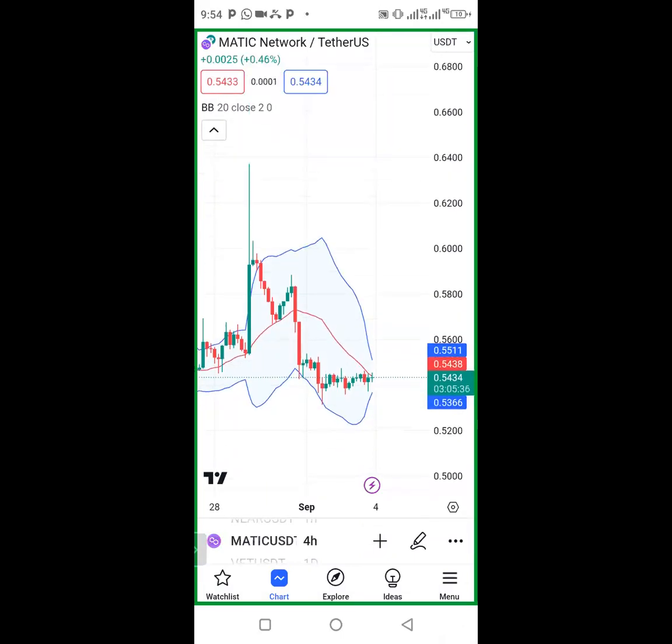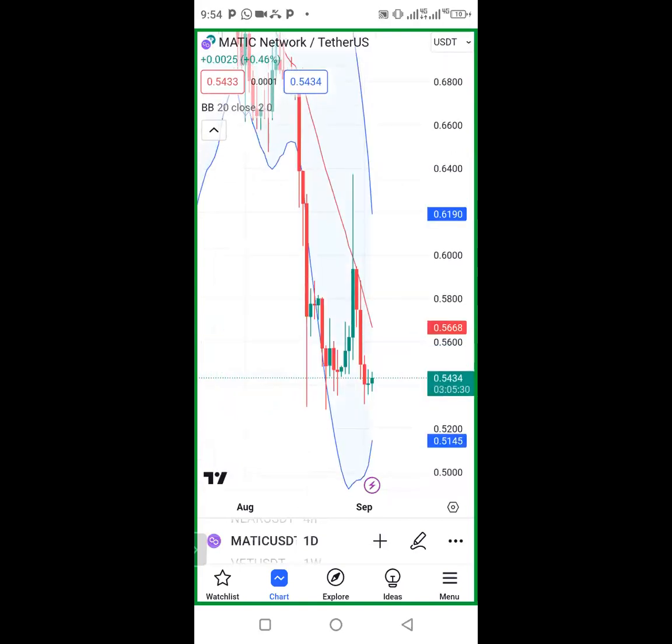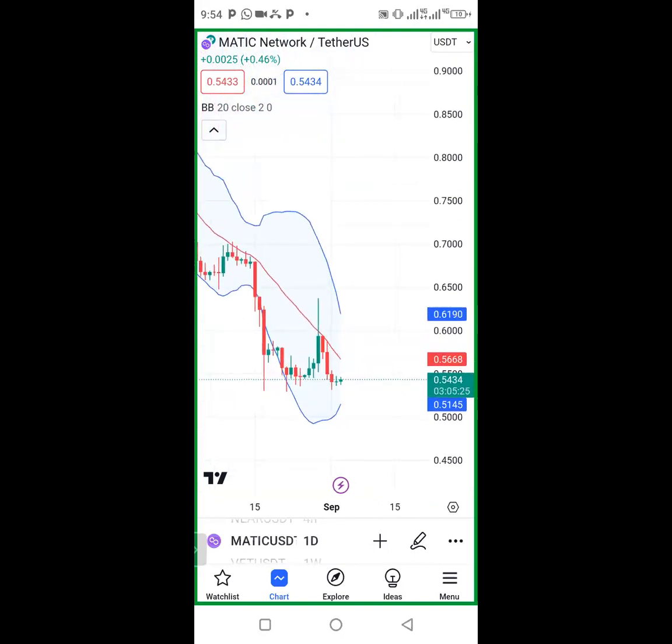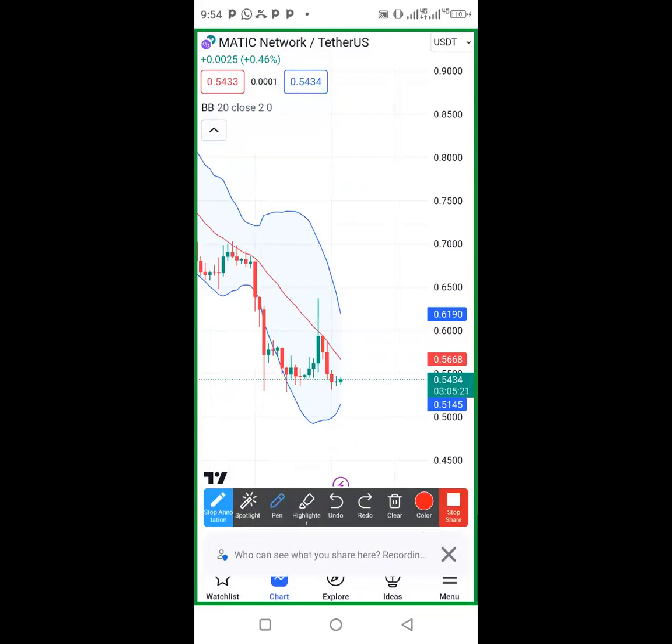Now, this is Matic 1 day. Sorry, 4 hour, 1 day. Now, this is what I'm saying. If you are trading on 1 day and you have good cash, you need to have good capital. It takes a while, but by the time it delivers, you'll be shocked with your profit. So you see, the candle has closed completely outside.